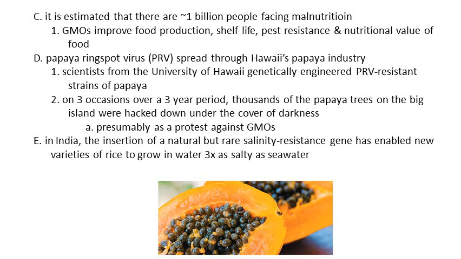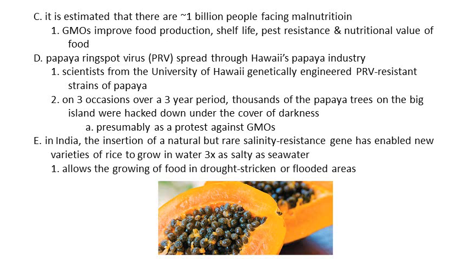Now, in India, there was the insertion of a natural gene, but it's a rare salinity resistant gene, and this has actually enabled rice growing to occur in water that's 3 times as salty as seawater. And so this has allowed the growing of food in some areas where they couldn't grow rice before. So that's another example of DNA technology enabling more people to have access to more food.